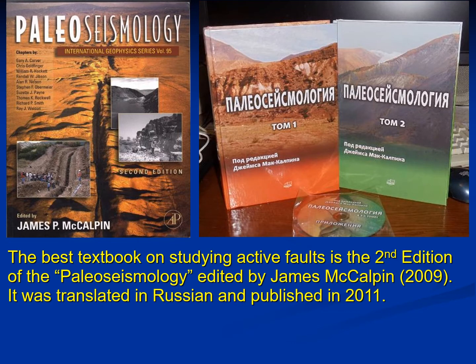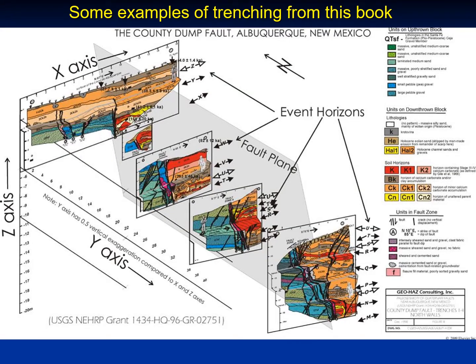The best textbook on studying active faults is the second edition of Paleoseismology, edited by James McCalpin. It was published in 2009 and translated into Russian and published in 2011. Here are some examples of trenching from this book.